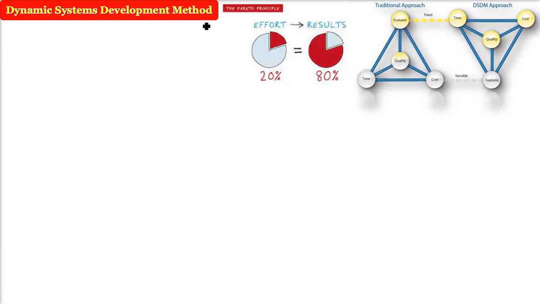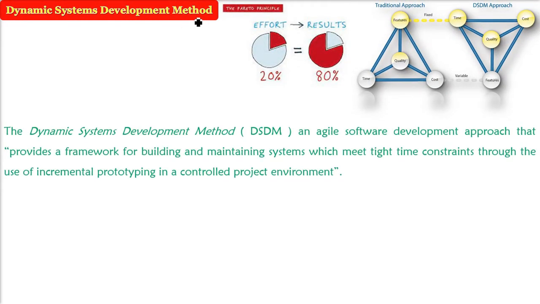DSDM, or Dynamic System Development Method. So this DSDM is also an approach under Agile software development. Now here, this is also providing a framework of building the software. But the main thing here is, again, the time is limited. The time constraint is limited. For example, you have to deliver in 6 months, 1 year, or say 8 months.